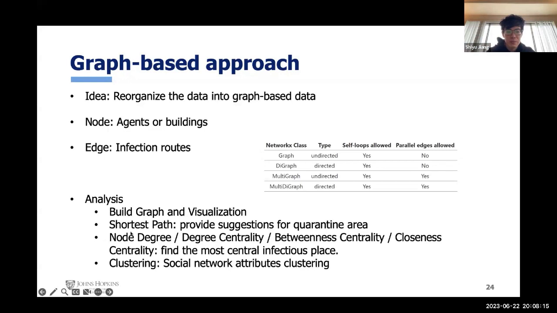And also we have several degree information or importance information based on those measurements. We can find the most central infectious place. And we also have the clustering. So it's kind of like you can check their self loops or something like that. So we can see what kind of buildings are connecting to each other.